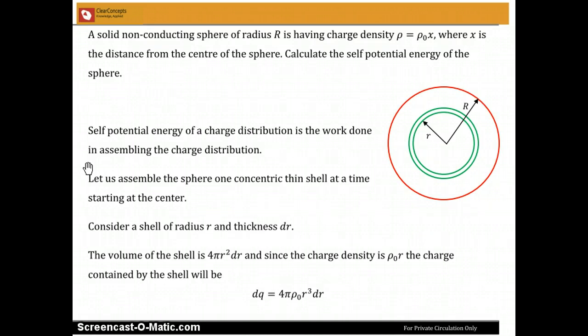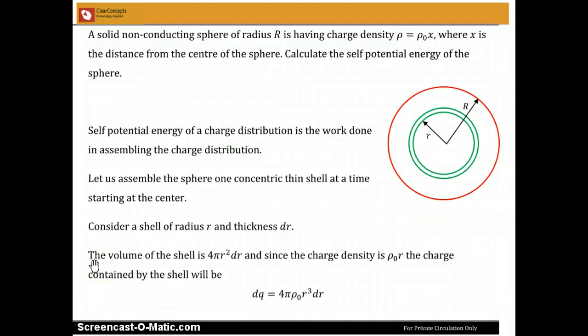So we will do this by assembling the sphere one concentric thin shell at a time, starting at the center. So first let's consider a shell of radius r and thickness dr as shown in the diagram with the two green lines, the red circle indicating the entire sphere of radius capital R.